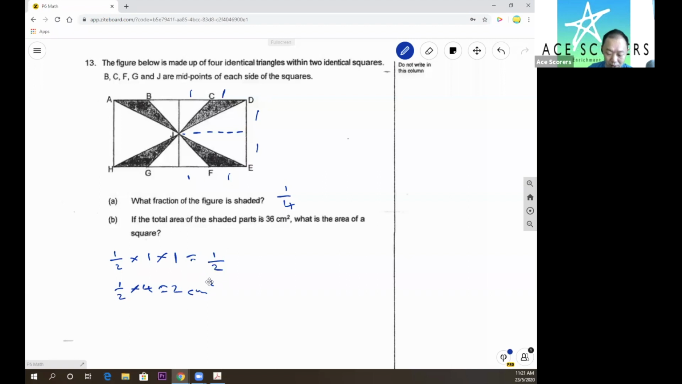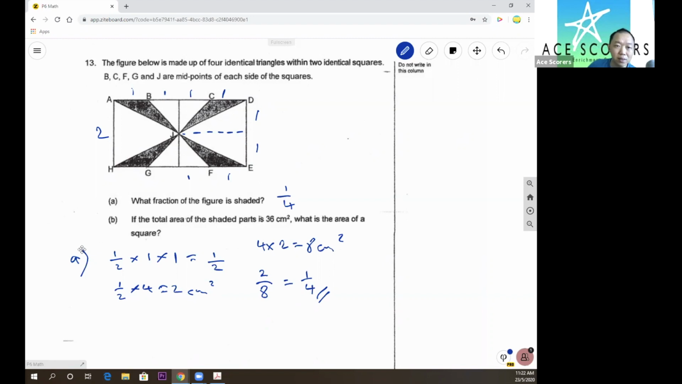Then what about the area of the whole thing, right? You see here is 1, here is 1, here is 2. It's just 4 times 2, which is 8 cm squared. So the area of the shaded part is actually 2 out of 8. So it's 1/4. So that is part A. Now, once again, it's not exactly 1 cm, right? But I'm using 1 as an example to help find the fraction.